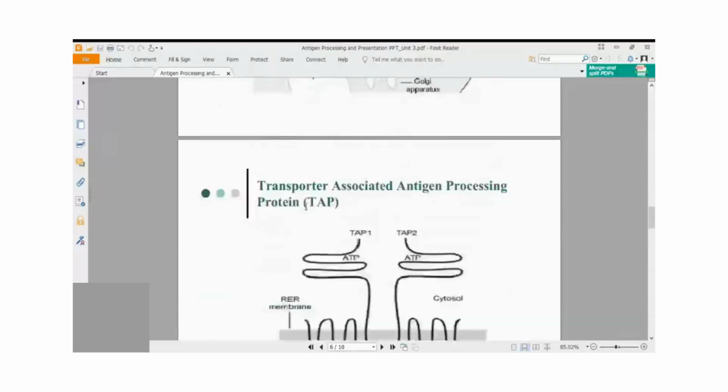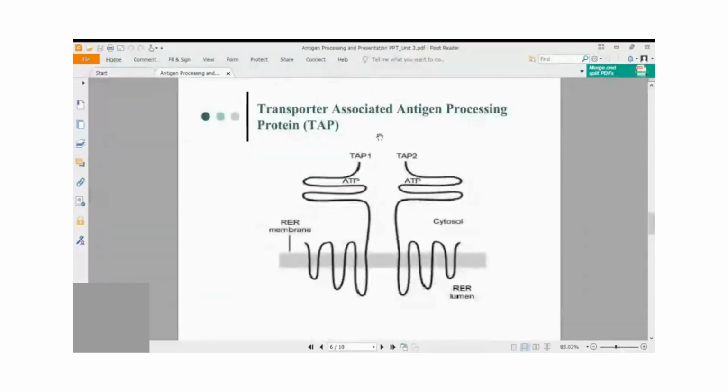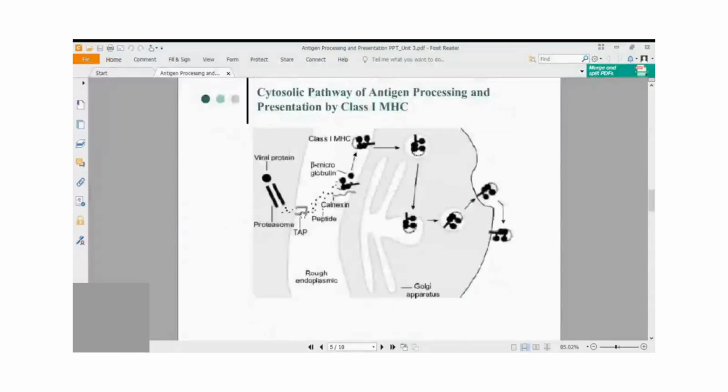The TAP has a structure like this. And what is the full form of TAP? Transporter associated with antigen processing protein. It is made up of two glycoproteins attached to the membrane of the rough endoplasmic reticulum, with ATP within themselves and a channel. Through that channel, the broken down protein traverses from the cytoplasm into the lumen of the rough endoplasmic reticulum. That is what is shown here, TAP.